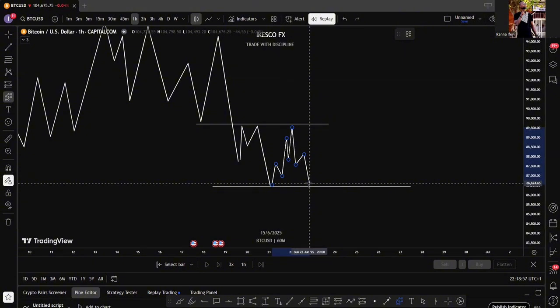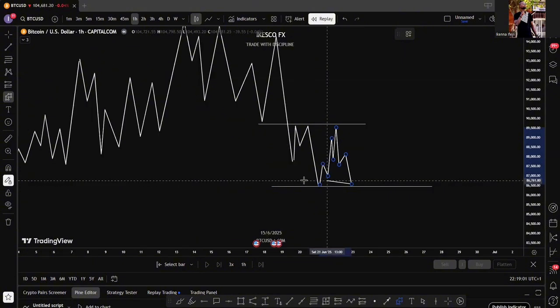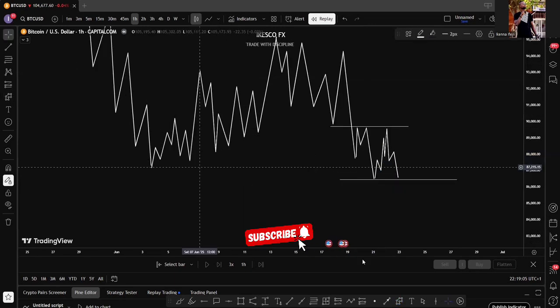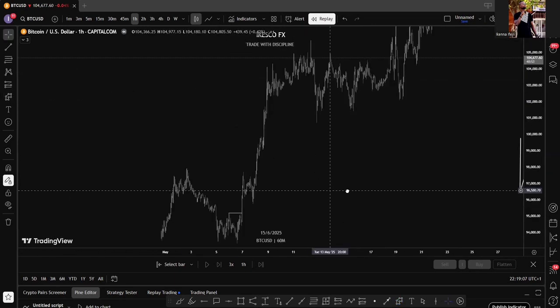I don't know if you guys are getting my point. I think I will stop here. But before I stop, let me just go to the chart and give you an example too on the chart. Now, this is a chart.